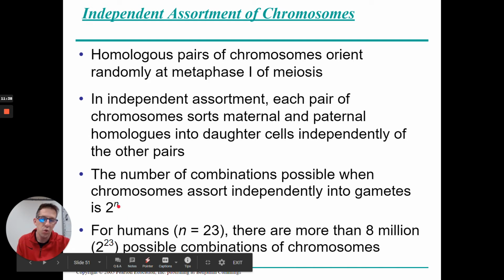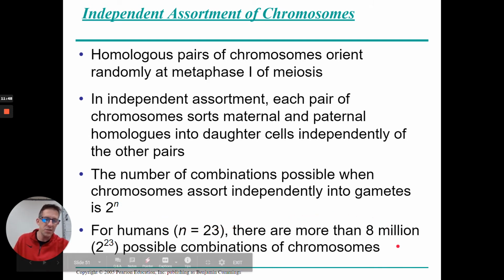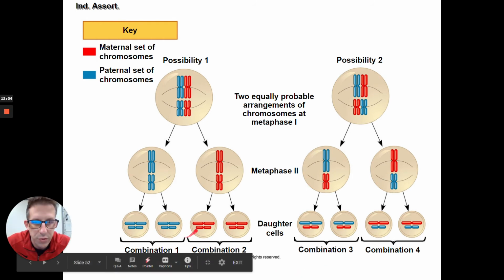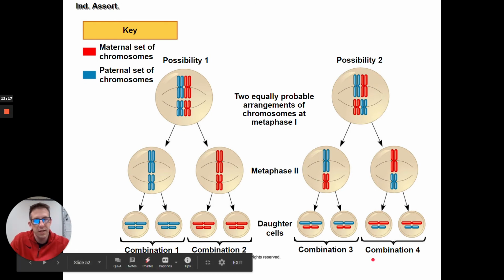So we can go ahead and plug in 23 here and calculate it into your calculator. And 2 to the 23rd power equals 8 million possible combinations of chromosomes that can be sorted into these different cells just by virtue of how these things will line up at the metaphase plate. Okay, so here we effectively only get 4 different combinations, but that's because the haploid number of this is 2. 2 to the second power is 4, right? So that makes sense. Now 2 to the 23rd power, since we have n of 23, is 8 million.